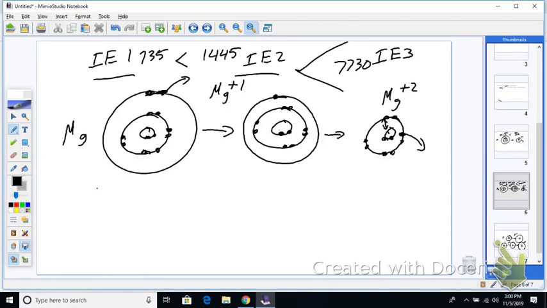So, what do you got now? On page 284 it shows aluminum, the big jumps on that. That's kind of interesting too. So, 580 to 1815 and 2740, it goes up about 3 times and then goes up a little bit more and then it goes to 11,000. So it's just these big jumps. So that's why they stop giving up electrons.